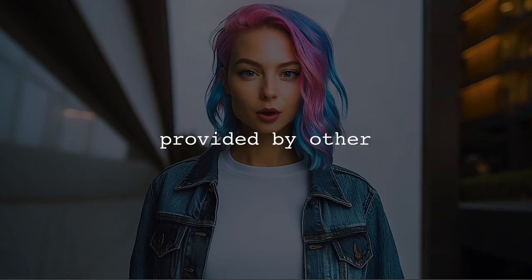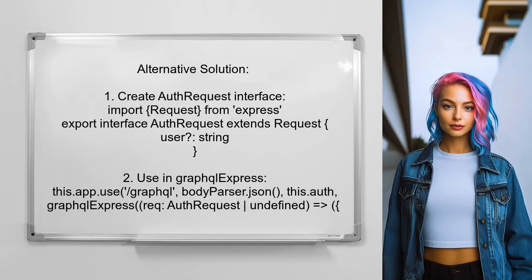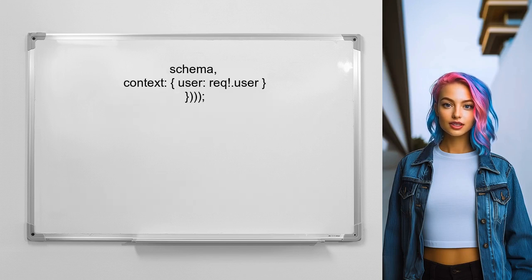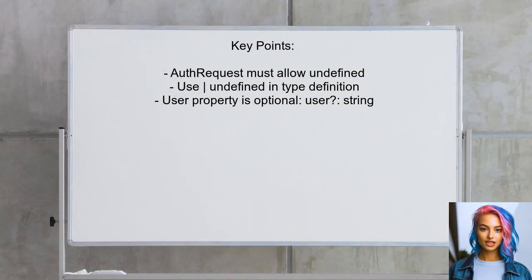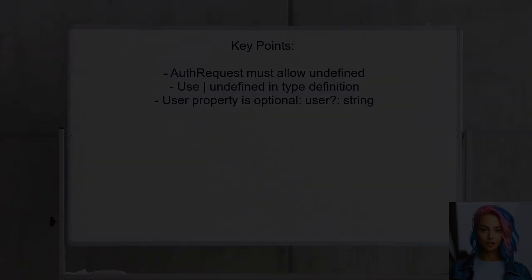Now let's look at the answers provided by other users. An alternative solution involves using a custom interface for the request object. This user encountered issues with the GraphQL Express function not recognizing their new interface. They suggest defining an AuthRequest interface that extends the standard request, allowing for an optional user property. It's important to note that TypeScript requires the user to be defined as potentially undefined. This is indicated by the undefined in the type definition, ensuring that the user property is optional.